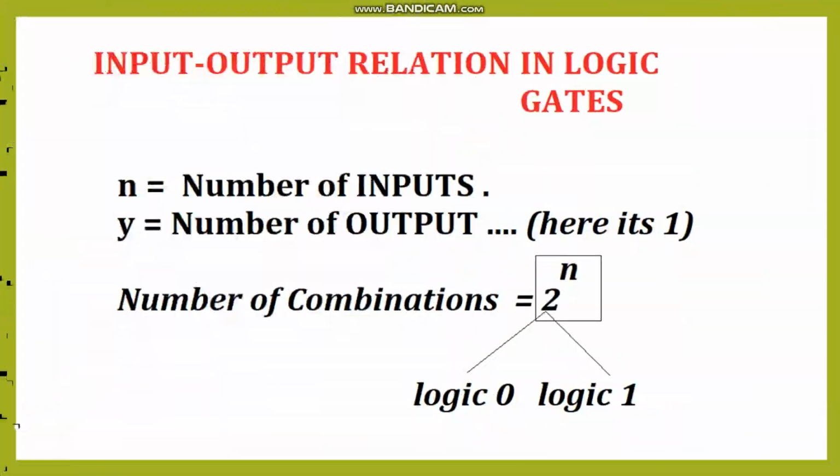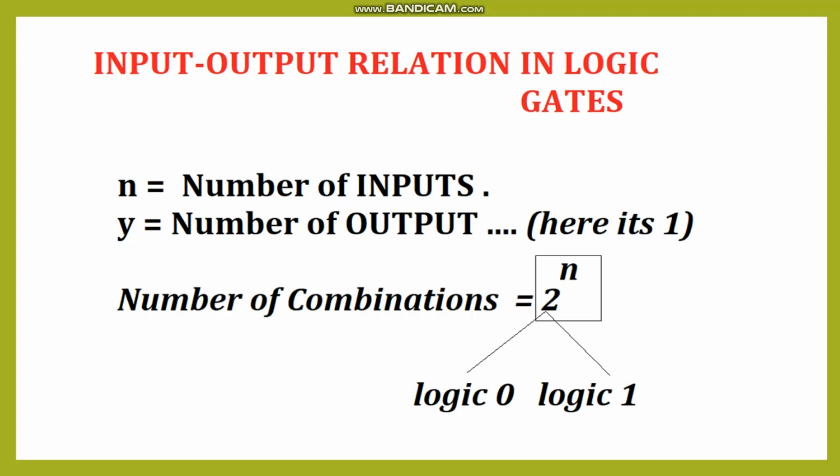Now on this screen which you can see is the formula. The formula says that if there are n number of inputs and Y represents the number of outputs. In the previous screen you saw I used a logic gate as an example where there was only one output terminal. Okay, so here Y, which is the number of outputs, will be 1 in number.